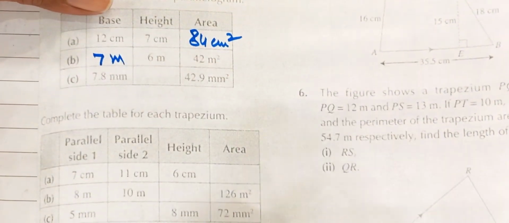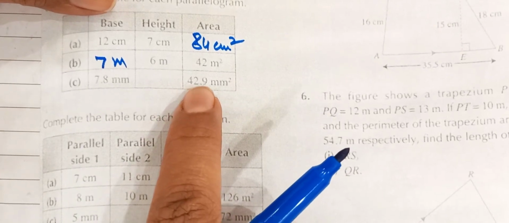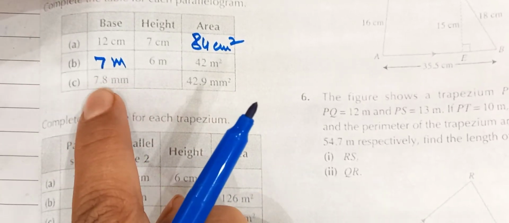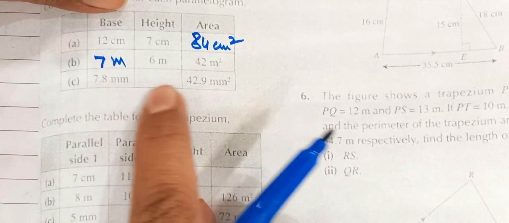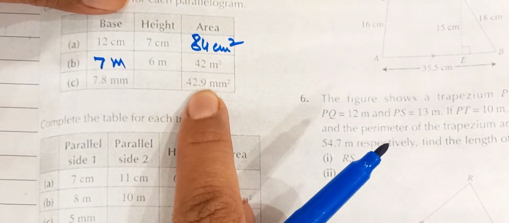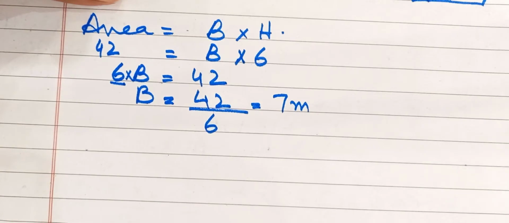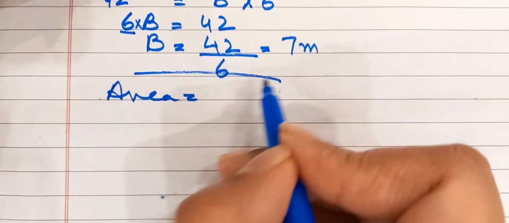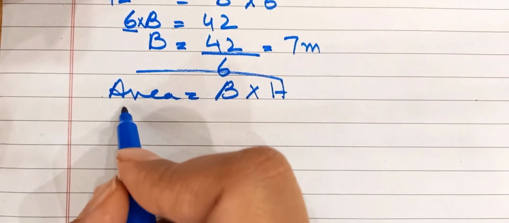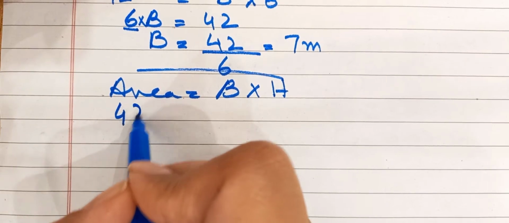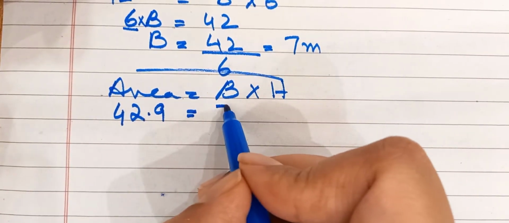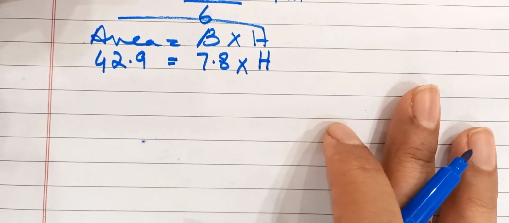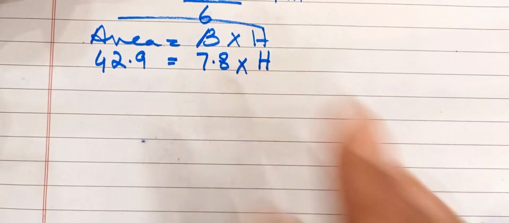Now the next part C is, again they have given us the area and the base, and height is unknown. There is no formula for base, there is no formula for height, but there is a formula of area and they have given us that area. So I will write down the formula of area of a parallelogram, which is equal to base into height. They have given me area, I will replace it with 42.9. They have given me base which is 7.8, and they have not given me height, so I will use the symbol H for it.